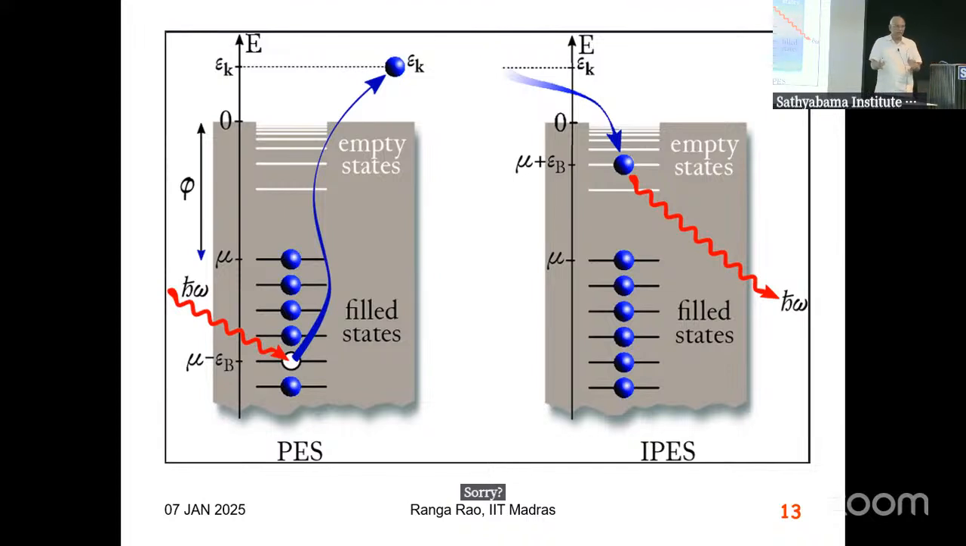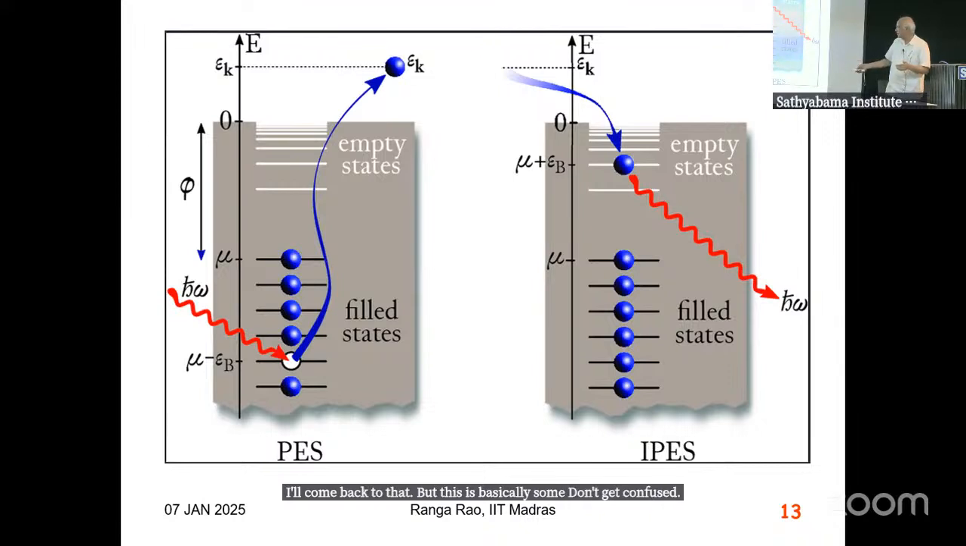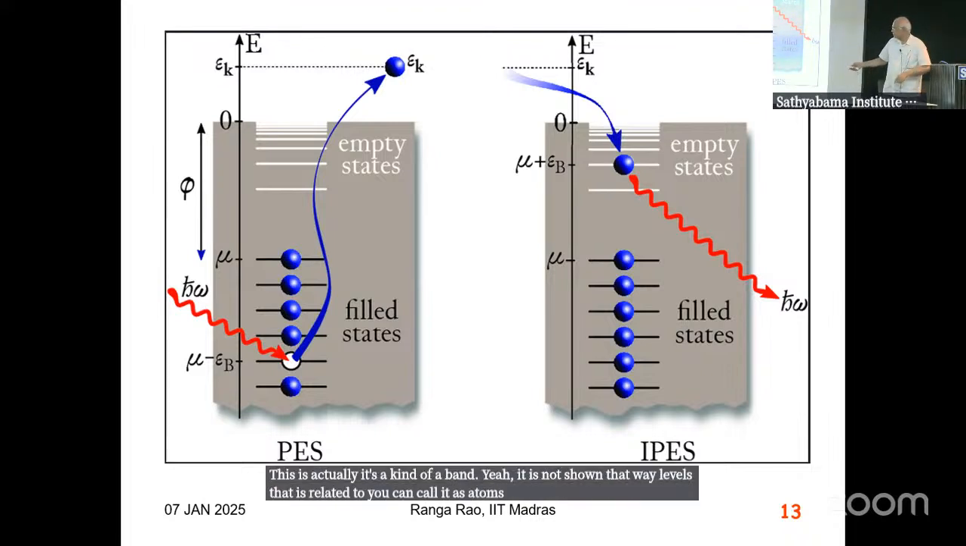In general, you can say it is an atom. We're looking at one atom in a solid. But if you want to have a full solid, I'll show you one more. I'll come back to that. Don't get confused. This is actually a kind of band. It is not shown that way. Levels are related to atoms, and this you can call a band. I think I'll show you another picture which makes it a little more clear.